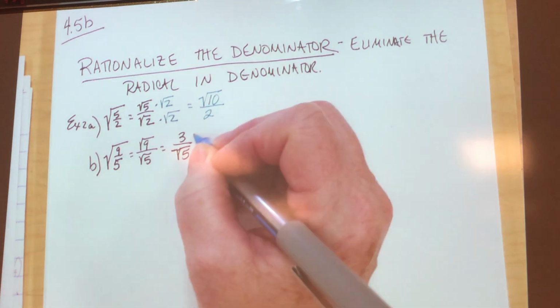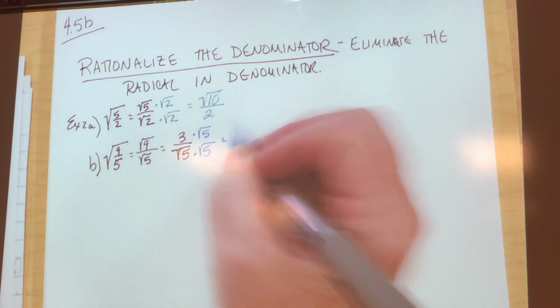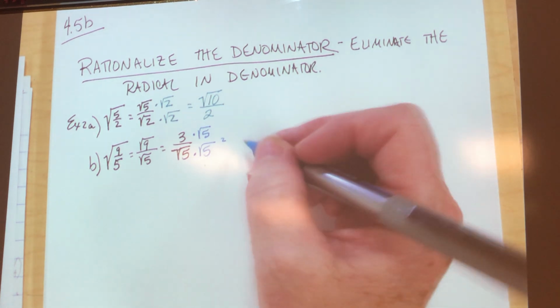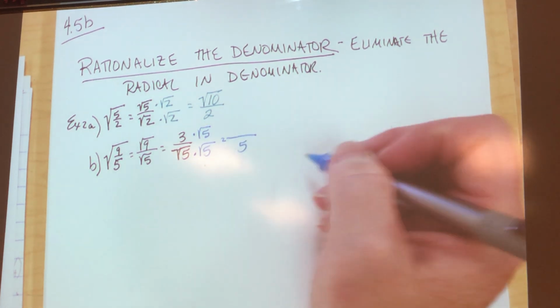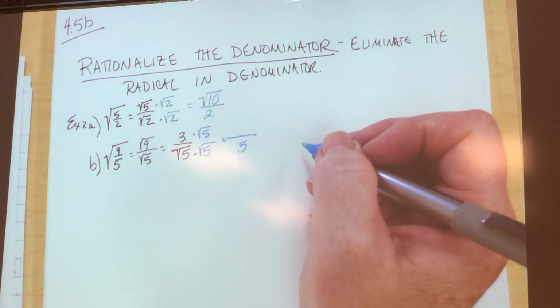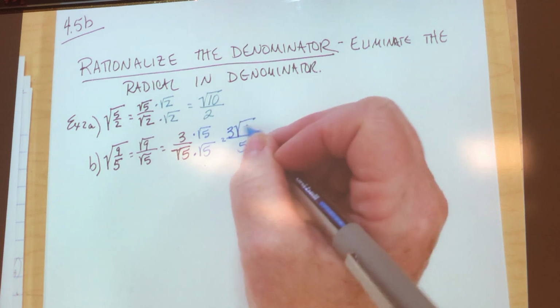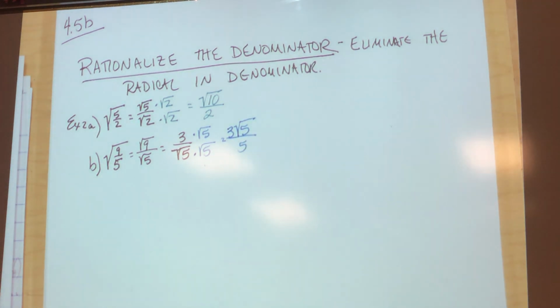So you multiply the top by the square root of 5. That way we multiply by 1. On the bottom, what's the square root of 5 times square root of 5? 5. On the top, what do you get? 3. Yeah, 3 square root of 5. 3 square roots of 5.